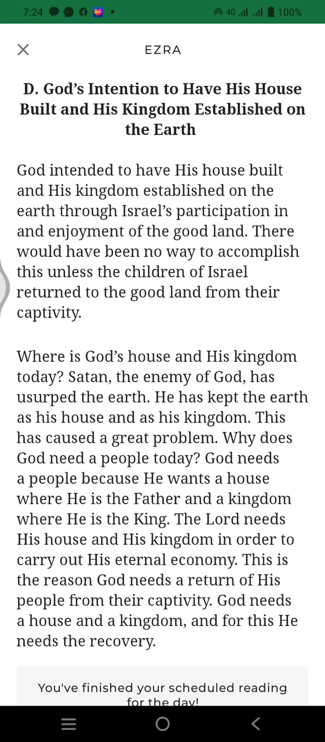God's intention is to have his house built and his kingdom established on the earth. God intended to have his house built and his kingdom established on the earth through Israel's participation in and enjoyment of the good land. There would have been no way to accomplish this unless the children of Israel returned to the good land from their captivity.